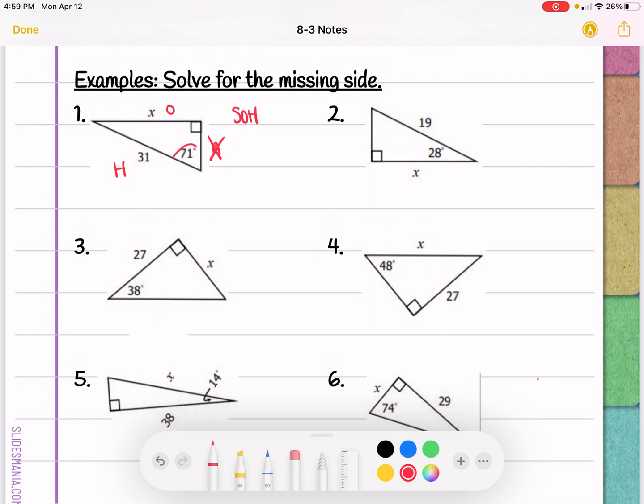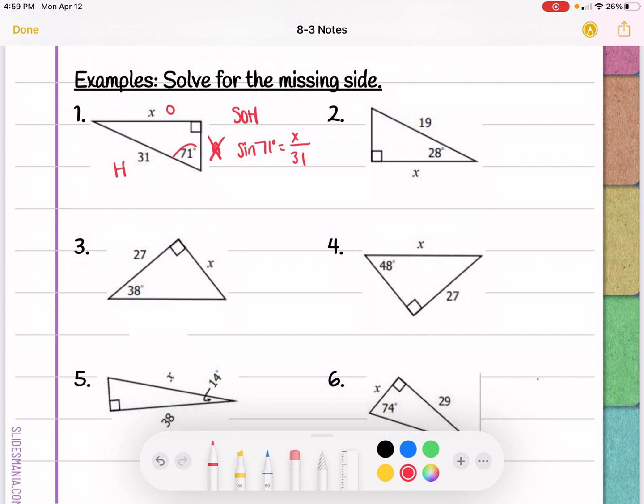So when I set up my trig ratio, I would write sine. This time my angle is 71 degrees equals, and then you put O over H. Here O is X and H is 31. So same steps as before. Now we actually know an angle. So instead of sine of whatever angle they put there, we actually insert the number.